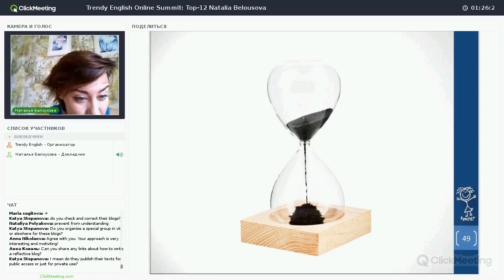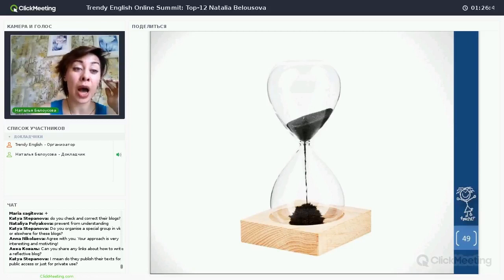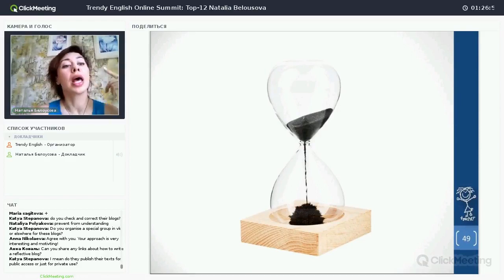I've just noticed this question. Do they publish their text for public access or just for private use? Katya, this is another thing to negotiate, because if the students don't feel comfortable publishing their text for public access, I prefer not to do it, and then we just make this limited access for our group members only. So it means that I can access this post, and all the students of the group can access this post, but it's not for the public.